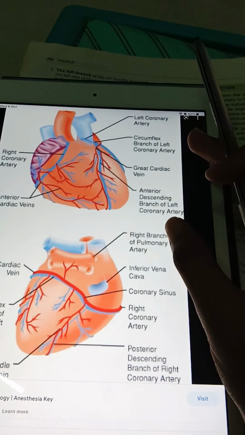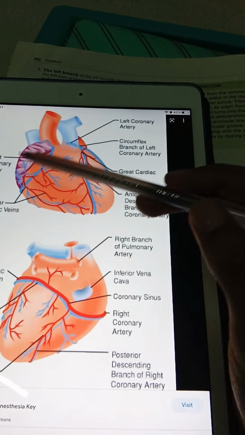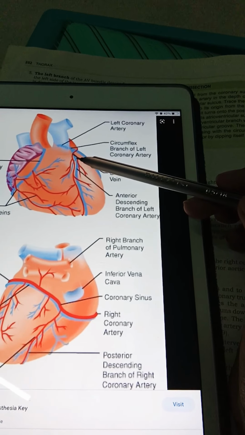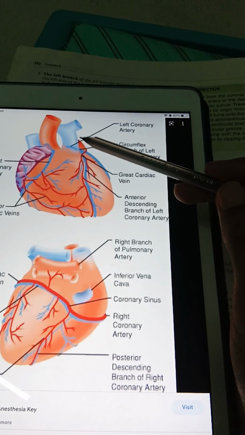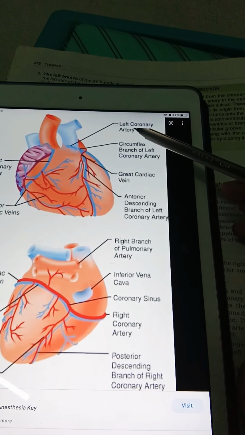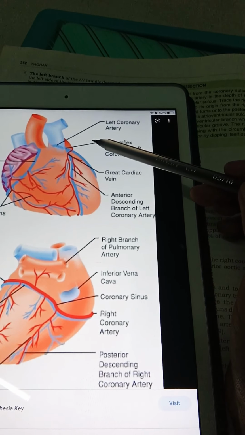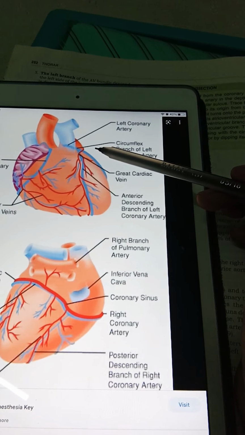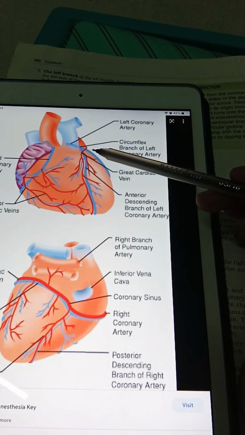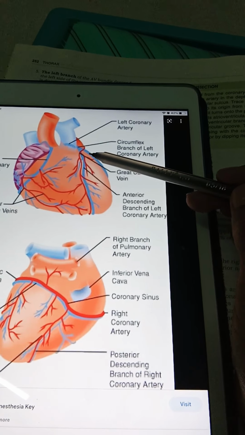Now we'll see some details of the left coronary artery. The left coronary artery, as we are discussing, is larger than the right coronary artery. It arises from the left posterior aortic sinus. The left posterior aortic sinus gives origin to the left coronary artery, and it first runs between the pulmonary trunk and the left auricle. Here the pulmonary trunk, here the left auricle. In this diagram it's very clear: this is the pulmonary trunk, this is the left auricle, and in between it will pass.